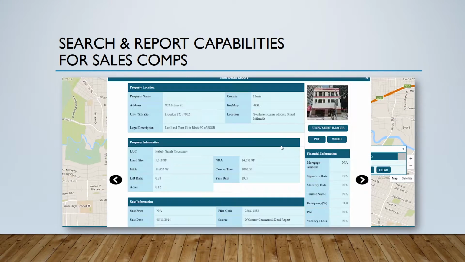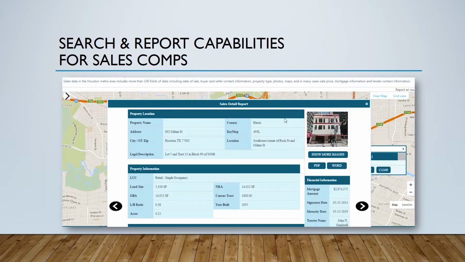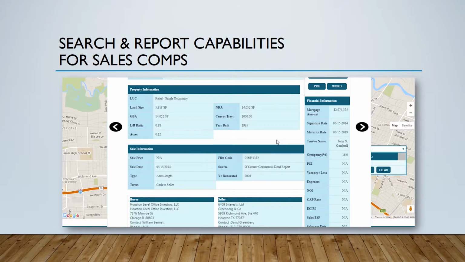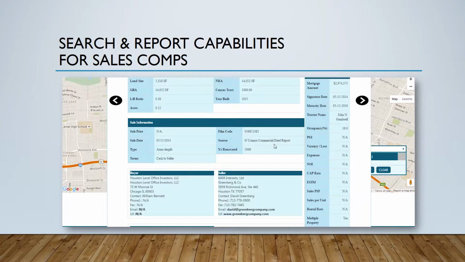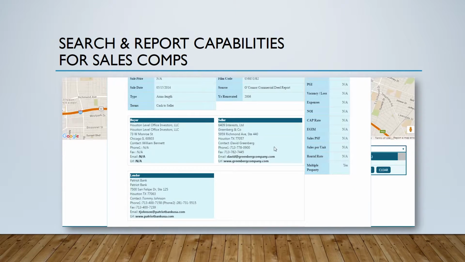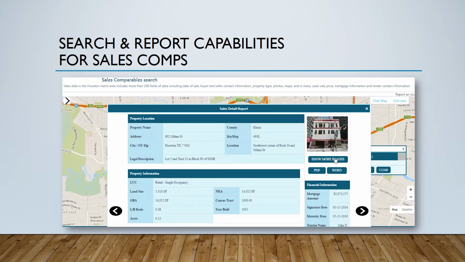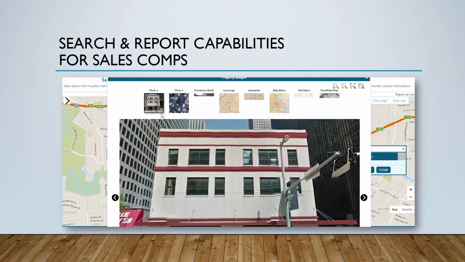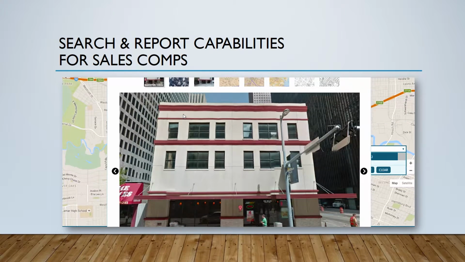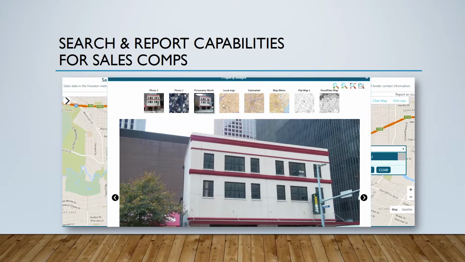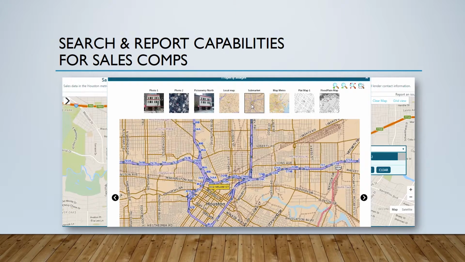When you click the property name, you get the detailed property report, showing property location information, sales information, buyer, seller, lender information, as well as county financial and operational information. You can click Show More Images and easily scroll through any available aerial, street, and map view of each property. The map views include a local, submarket, and market location, as well as plat map and floodplain map.